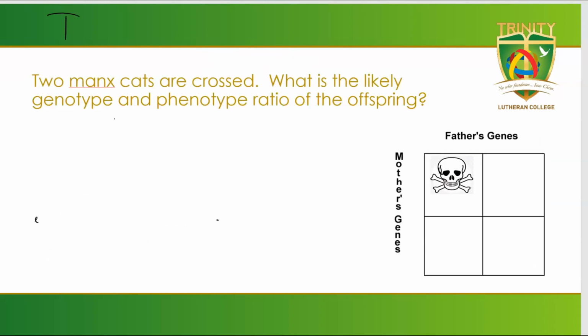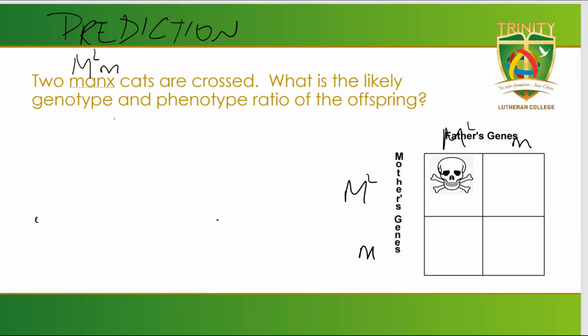So let's do some prediction. This is what we're talking about when we say to predict something. We want you to do this combination. So 2 Manx cats are crossed. So we know they have to be heterozygous. So the father's genes, we're going to have big M, little m, big M for mum, little m for mum.